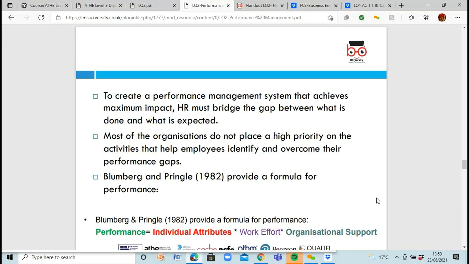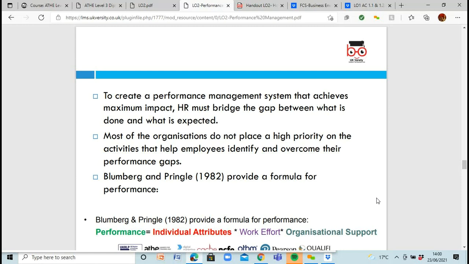A lot of organizations don't actually place a high priority on these activities. They don't give a high priority to helping employees identify what their performance gaps are and try to overcome them. There should be a system in place where you can check what your skills are and then try to overcome any weaknesses or any areas that you're not sure about.